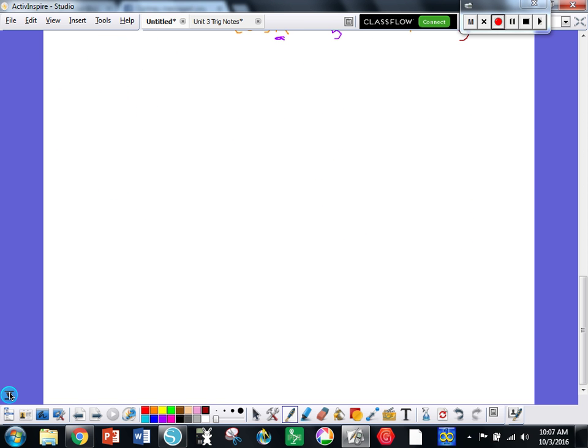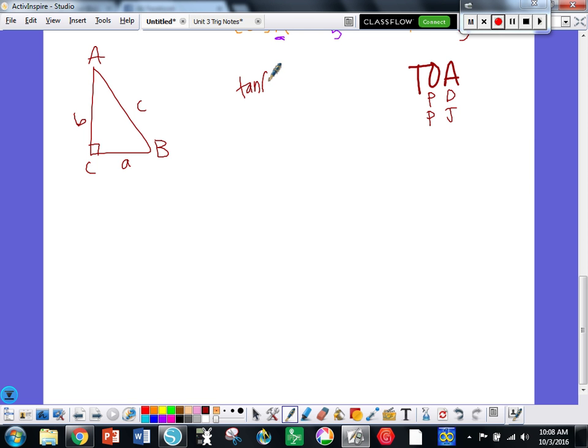Let's do tangent. What's the special word for tangent? What part of the SOHCAHTOA? It's the TOA, right? T stands for what? T stands for tangent. O stands for opposite. A stands for? Okay, so you got that part, right? We got a triangle. Is this C? Which one's A? Top or bottom? Okay, we need to do tangent of A. Tangent of A equals what over what again?